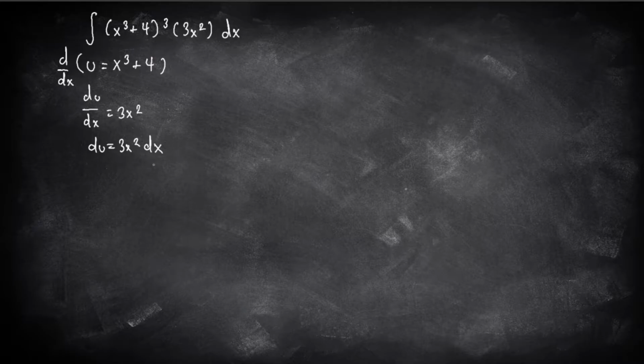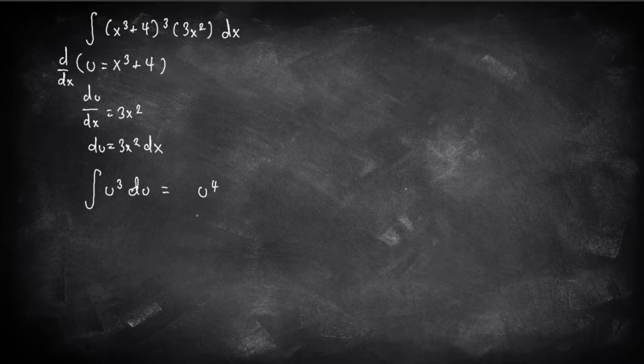So what do we notice about this? Well, we see this one right here, and this one is right here. So we could just substitute those in. So the integral, our x cubed plus 4 is our u, so that's u to the power of 3, and 3x squared dx is du. Well, that seems pretty simple. That's just a power rule. So the integral of that is u to the power 4.